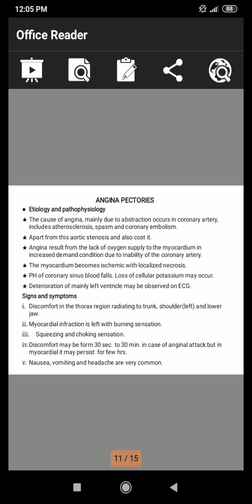The signs and symptoms are discomfort in the thorax region, radiating to the trunk and shoulder, left shoulder and lower jaw. Then a squeezing and choking sensation. Nausea, vomiting and headache are very common. Discomfort may last 30 seconds to 30 minutes in case of an anginal attack, but in myocardial infarction it may persist for a few hours.